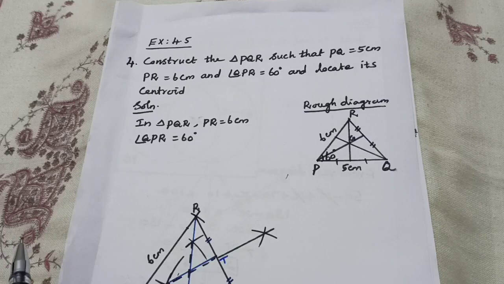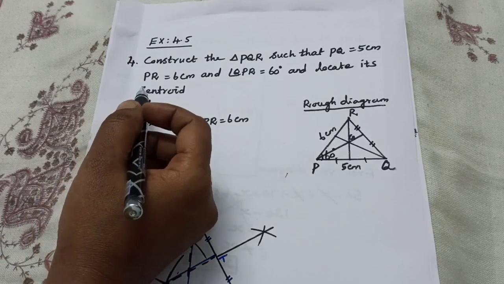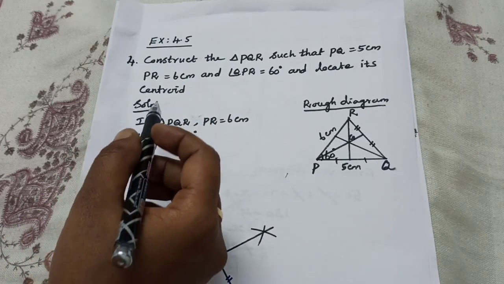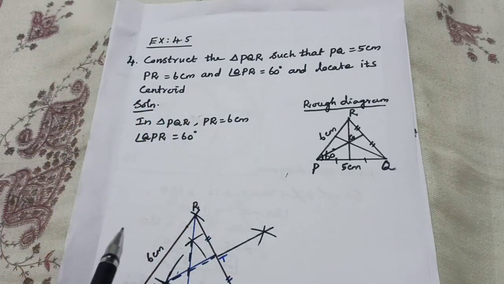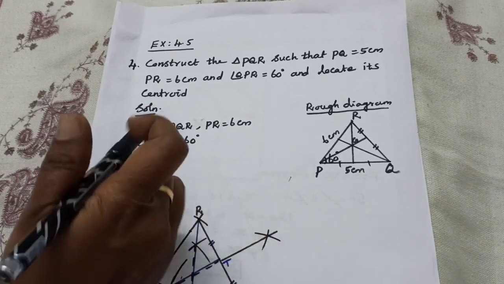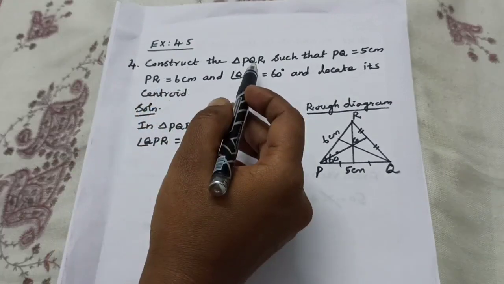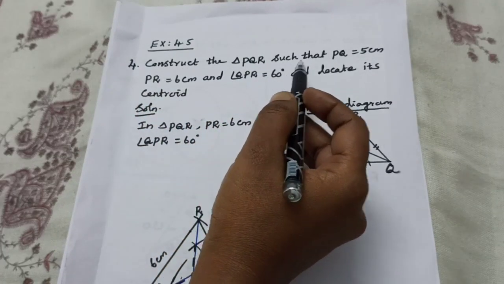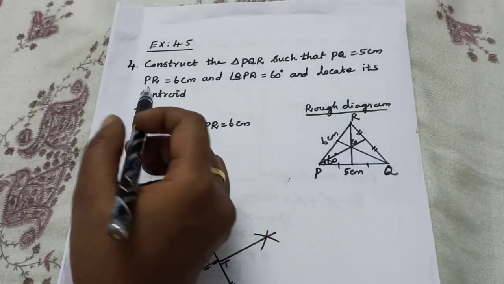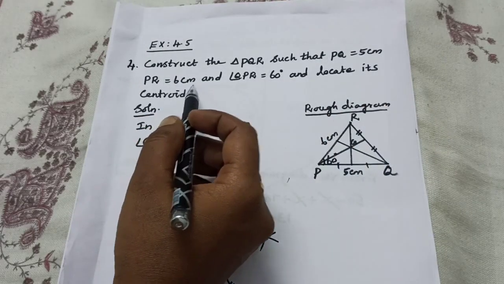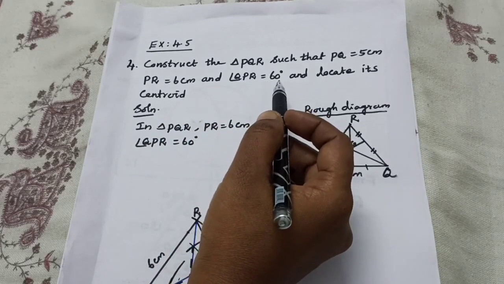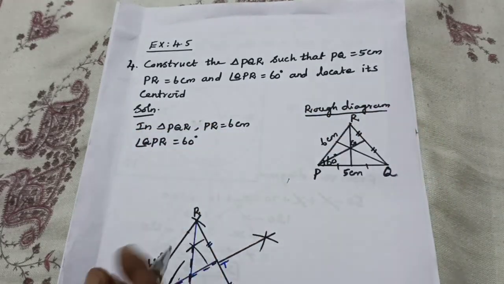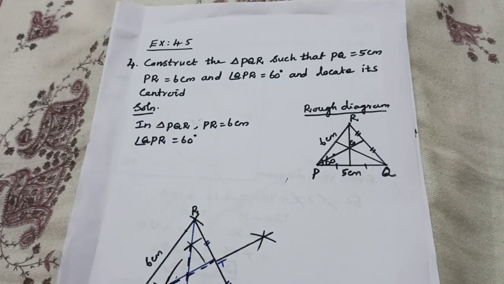Before that, you have to check the practical geometry 2 problems. From centroid, one sum, then orthocenter, one sum. Fourth sum: construct the triangle PQR such that PQ is equal to 5 cm, PR is equal to 6 cm and angle QPR is equal to 60 degrees, and locate its centroid. So I gave this as homework.